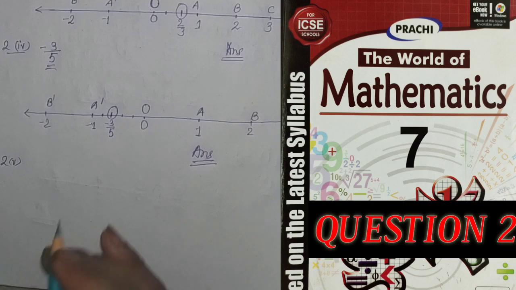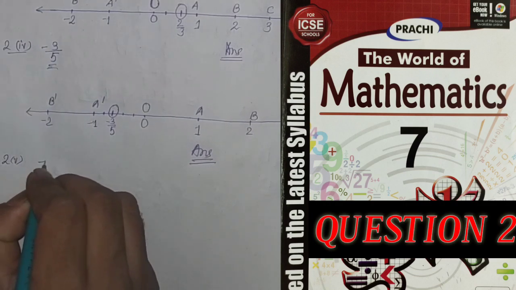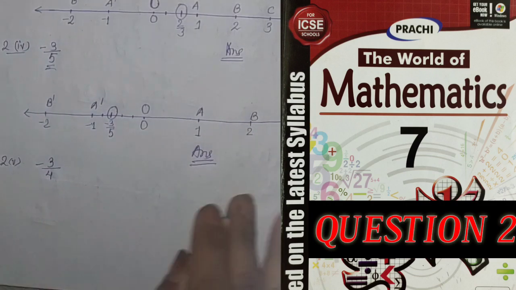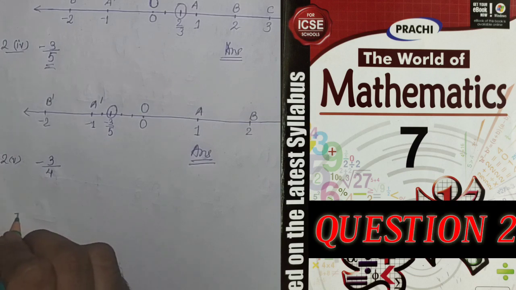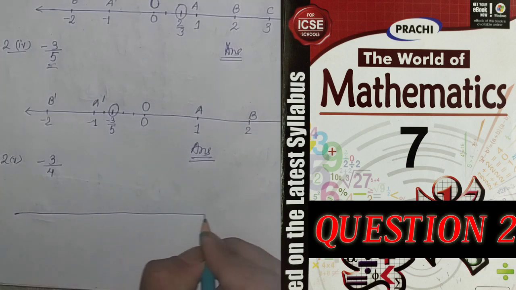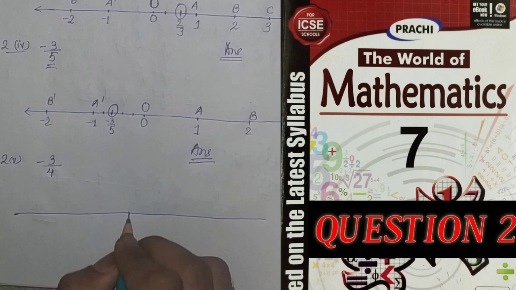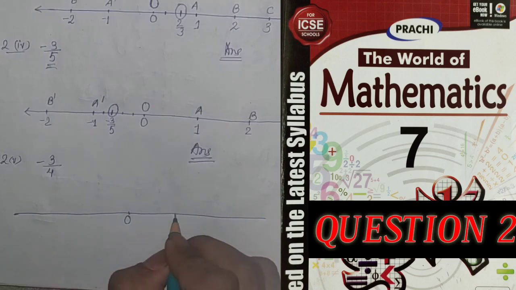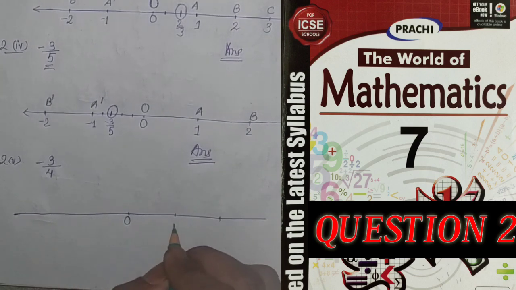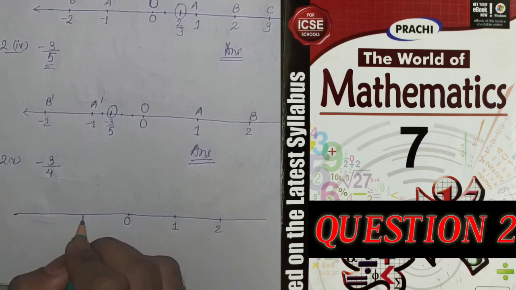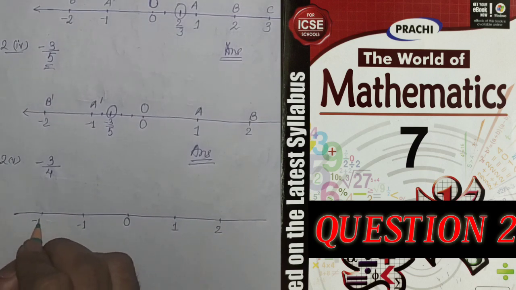The fifth question is minus 3 by 4. We will solve this in the same way. We have to draw a number line. This is a number line. Put here 0, and this is 1, this is 2. On the opposite side this is minus 1 and this is minus 2.